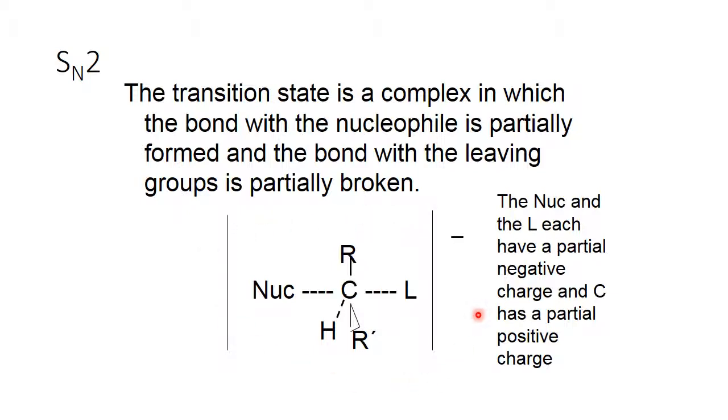Where is the negative being held? Some of it is on the nucleophile and some on the leaving group, leaving a delta positive on the carbon. So both the nucleophile and the leaving group, you could say, have a half negative charge, or maybe even more than half a negative charge, and there's a large delta positive on the carbon. So this is the transition state.